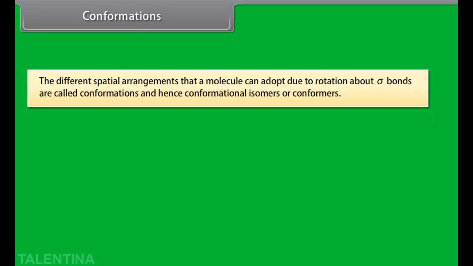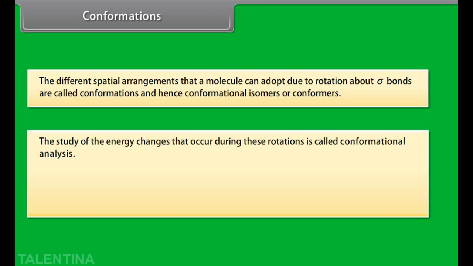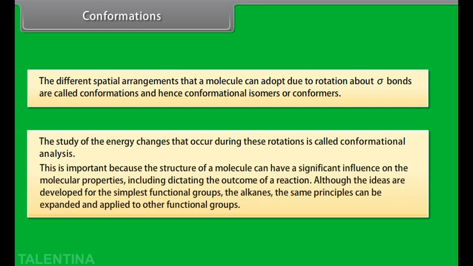Conformations. The different spatial arrangements that a molecule can adopt due to rotation about sigma bonds are called conformations, and hence conformational isomers or conformers. The study of the energy changes that occur during these rotations is called conformational analysis. This is important because the structure of a molecule can have a significant influence on the molecular properties, including dictating the outcome of a reaction. Although the ideas are developed for the simplest functional groups, the alkanes, the same principle can be expanded and applied to other functional groups.